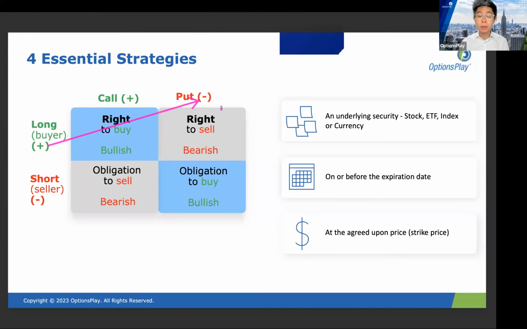That tells you a long put is a bearish strategy. Vice versa, if you sell a call, that's a negative and a positive. That also gives you a negative. So a short call is a bearish strategy. And lastly, if you were to sell a put, that's a negative and a negative, which gives you a positive. That's a bullish strategy. That's one way, or sort of a trick, that you can use to remember out of the 4 core strategies, which ones are bullish and which ones are bearish.